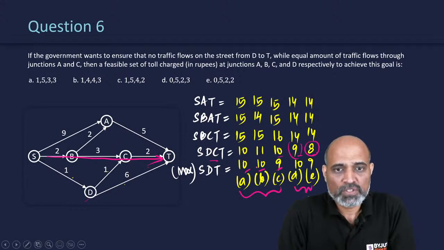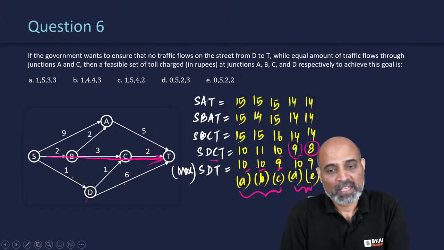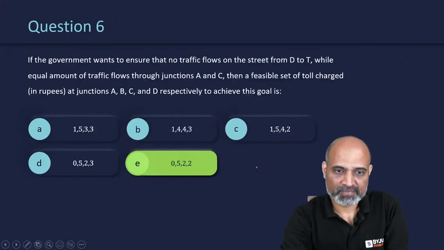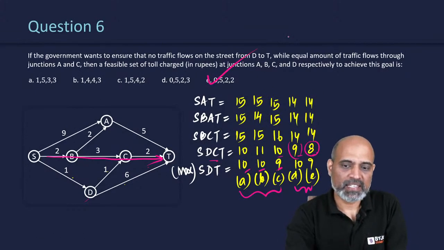So in the case of 0523, it should be one among D and E. It is E. So E लेना पड़ेगा.